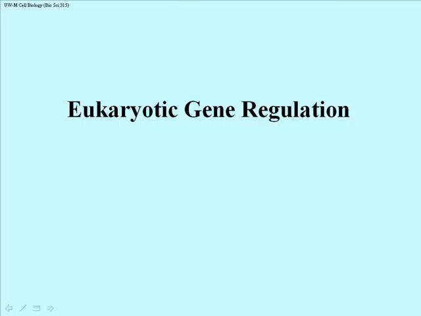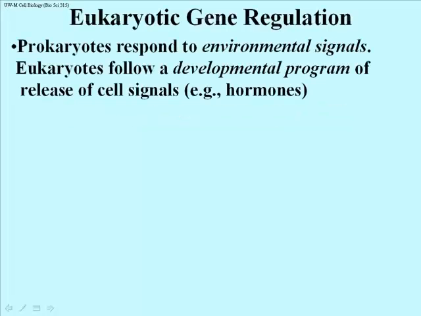This is an overview of eukaryotic gene regulation. Remember that prokaryotes respond to environmental signals, turning genes on and off as necessary, as in the case of the lac operon that we saw earlier. Eukaryotes, on the other hand, follow a developmental program, that is, they go from a fertilized egg to a multi-celled organism with many differentiated cells, and they do so in response to internal signals.